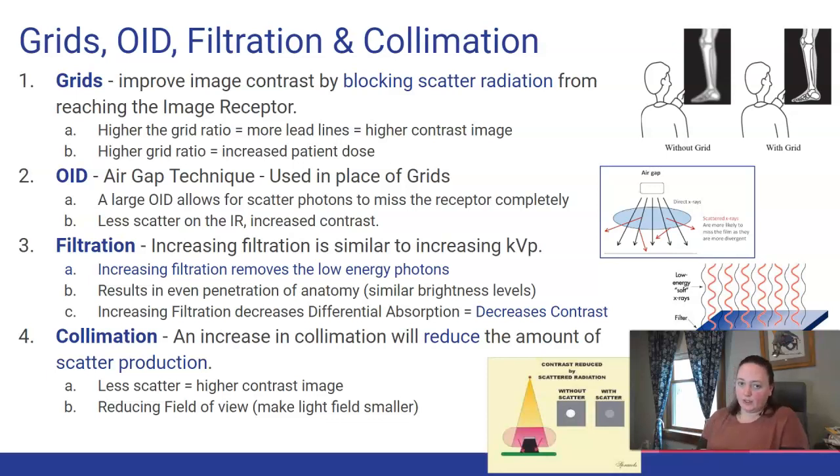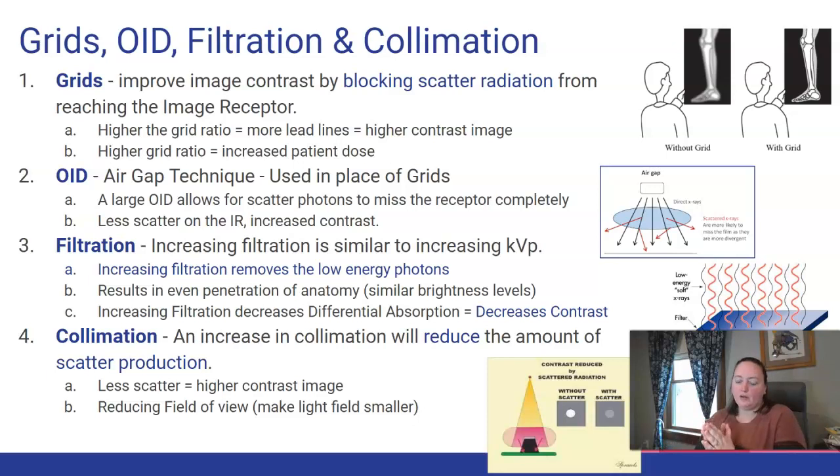A higher grid ratio is going to improve your contrast more because it has more lead lines. So a 12:1 is going to be more efficient than, say, a 5:1. Right, more lines. But higher grid ratio, higher patient dose, right? Higher grid ratio, I have to use more mAs. So we're going to play with that a little bit.